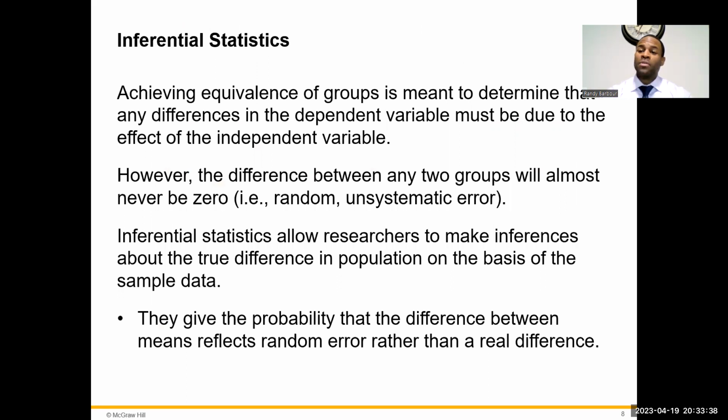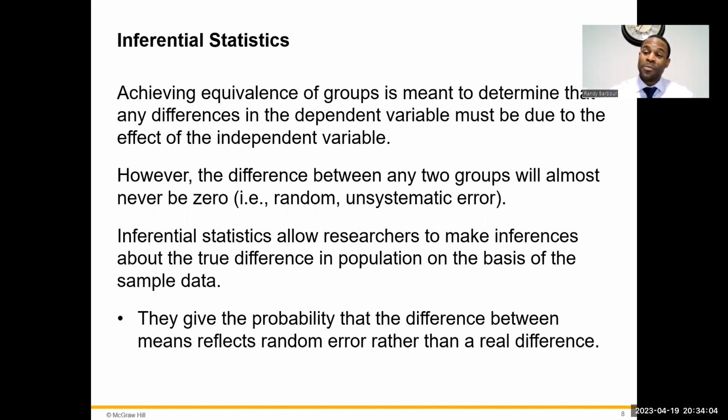Because if they aren't equivalent, then there are going to be more factors, those extraneous variables that we talked about, those things that are outside of our control that influence the results. When we make those groups similar, equivalent, then we eliminate a lot of those extraneous variables. And then the dependent variable, the one that we're measuring, is again based on the treatment, whatever that treatment is.